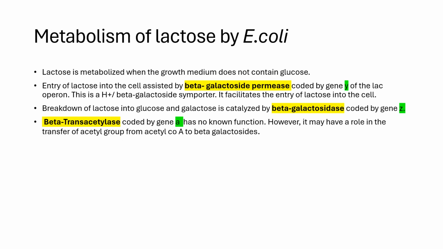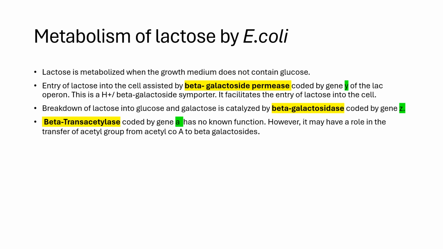Lac operon can be either in on mode or off mode. It is activated when glucose is in short concentration in the growth medium or totally absent in the growth medium, and lactose is there in the growth medium. So the condition is no or low glucose and availability of lactose. If the situation is like that, then only the lac operon will be in a switch on mode and the genes will be activated, 3 enzymes will be translated.